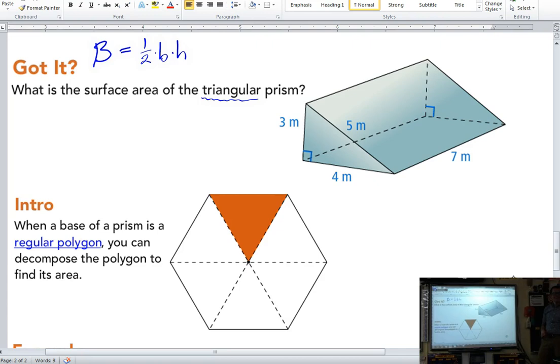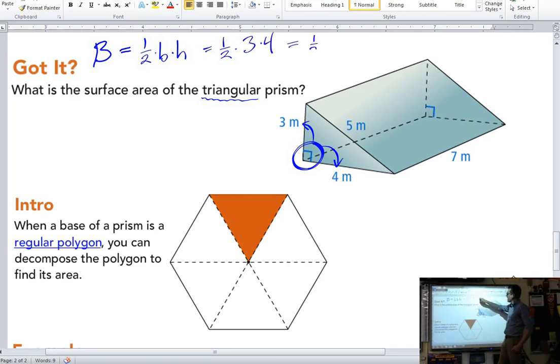And the height is? Because they are. Yeah, this perpendicular symbol right here tells you there's one and there's the other. My little b and my little h. There's another one. So I have half times 3 times 4, that equals half of 12, which I'm going to remind myself that's big B is 6.